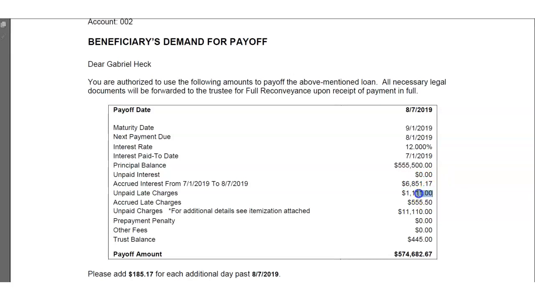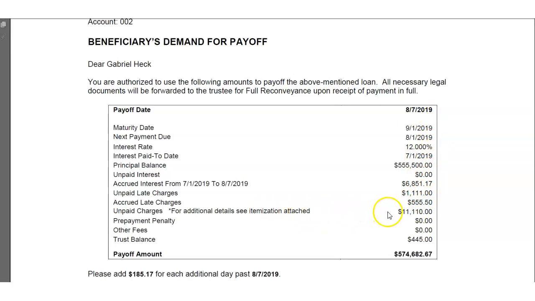Unpaid late charges. In this particular example, and I've used this example for several of our videos now, the unpaid late charges is basically, in the system I had two payments that were late, more than 5 days. So the system assessed me 2 late penalties. And then there would be another late charge because it's 8/7 and I hadn't made this payment either.